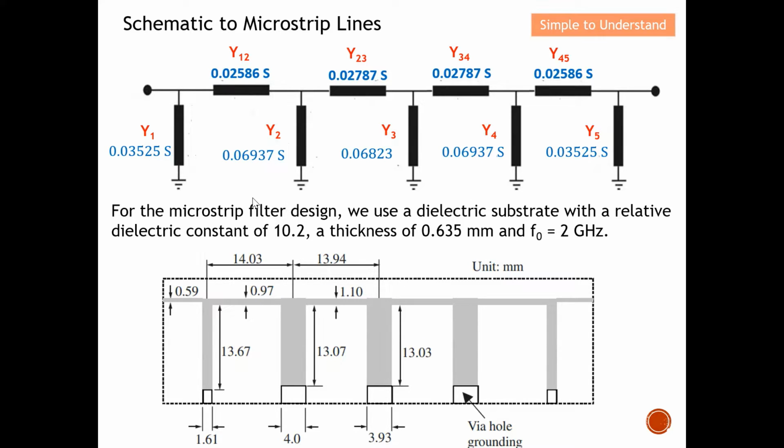There are various types of microstrip line. For example, this microstrip line is implemented on a Rogers board, which has a relative dielectric constant of 10.2 and a thickness of 0.635 mm. And the center frequency of operation for this bandpass filter will be at 2 GHz. So later on, I'm going to show it to you step by step how we can transform all this schematic into microstrip line as indicated over here.